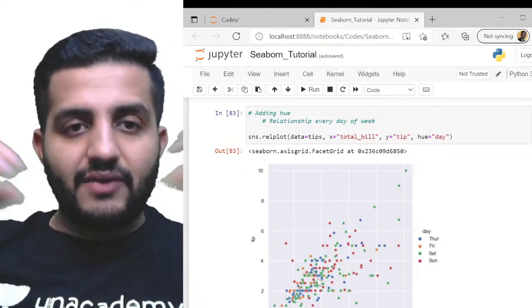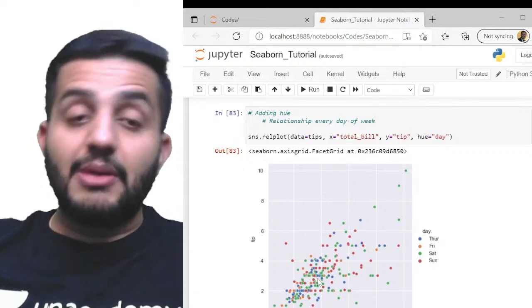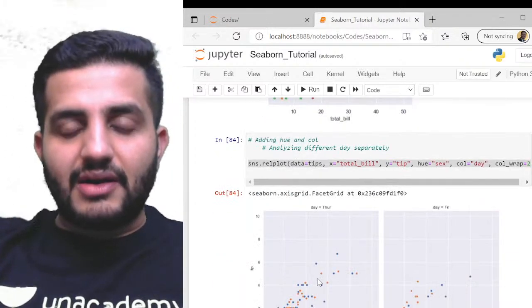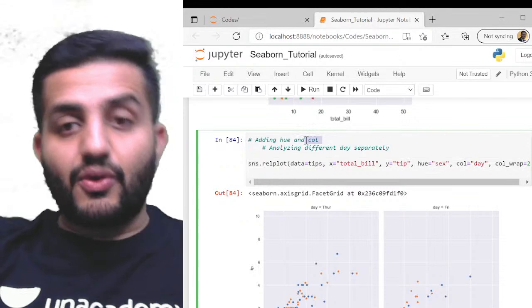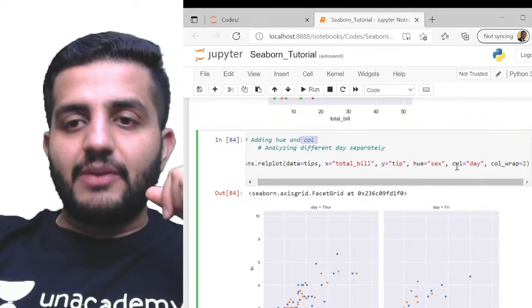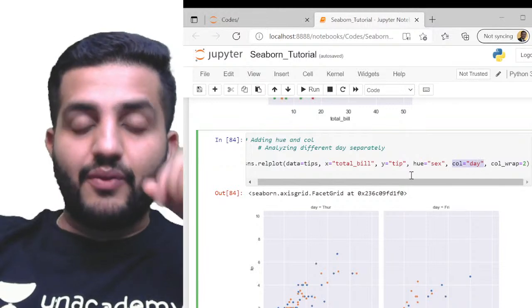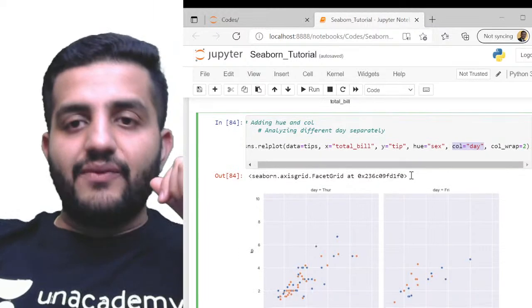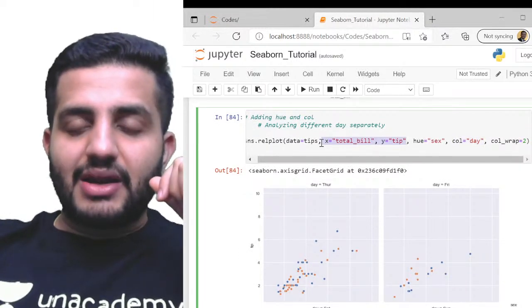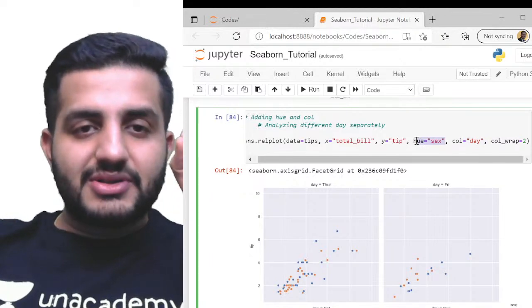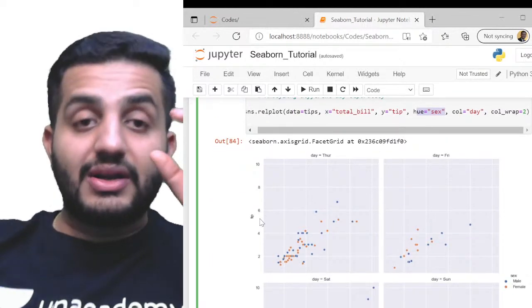So we can find out the trend day wise also, or maybe you can add 2 more granularity. So I have another granularity available in terms of column. Okay, so I have another function available as col. Okay, so now I have added 2 granular levels here. So I want the same total bill and tips to be analyzed, but day wise as well as gender wise, whether the person is male or female. I want to find out what the trend of this is.